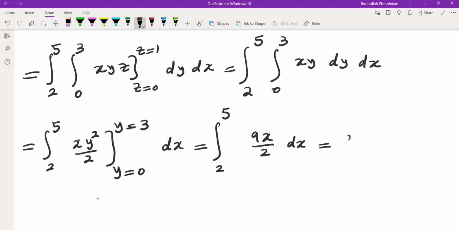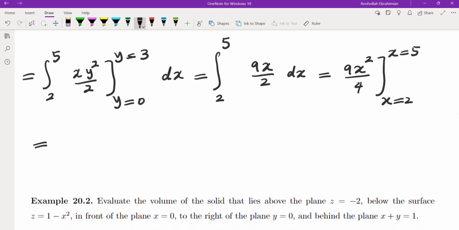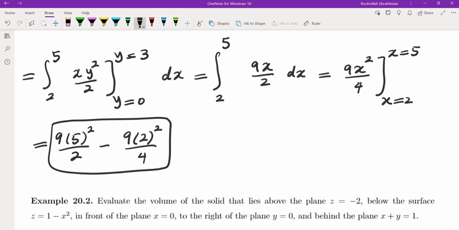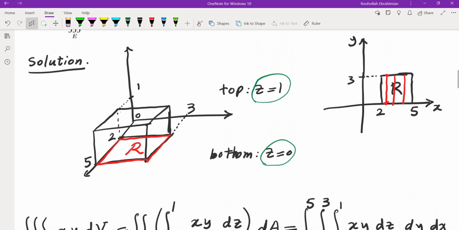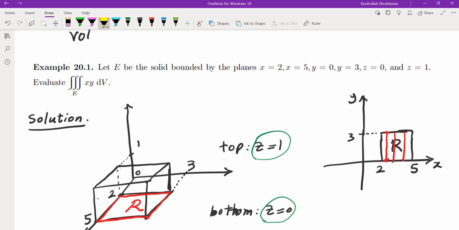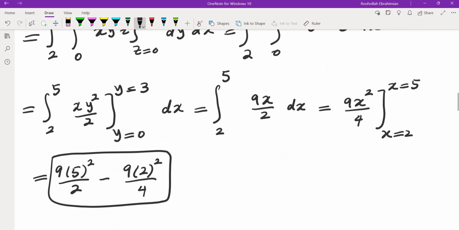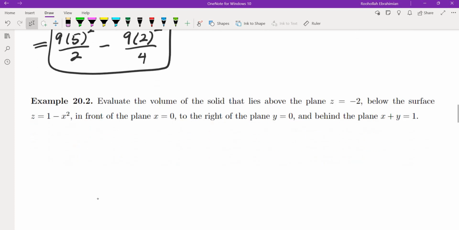And then we're going to integrate this one, so this would be 9x squared over 4 from x equals 2 to x equals 5. Plug in the values, we get 9 times 5 squared over 4 minus 9 times 2 squared over 4. And this would be our answer. And of course, we can simplify this. So what does this answer mean? It means if you place an object on this rectangular box and the mass density at every point is xy, then the total mass is exactly the quantity that we found down here.